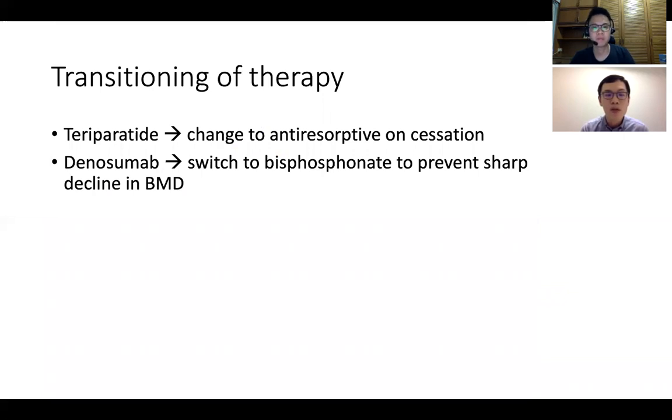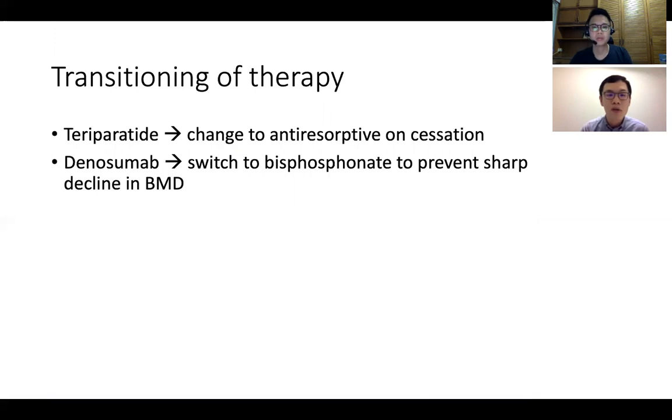So if the patient is on teriparatide and they're going to come off, then we shouldn't just leave them like that and say, okay, never mind, there's nothing else thereafter. When we take off the teriparatide, they should start an anti-resorptive, be it oral bisphosphonate, IV zoledronic acid, or sub-Q Denosumab. Okay. And for Denosumab also, we switch to bisphosphonate.